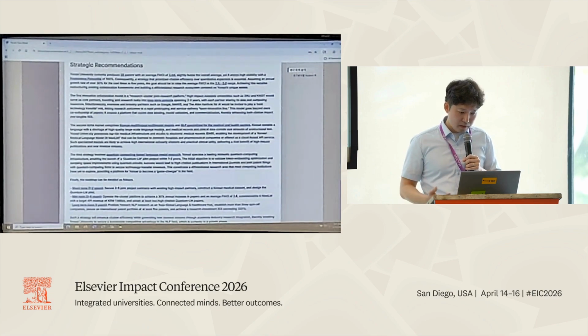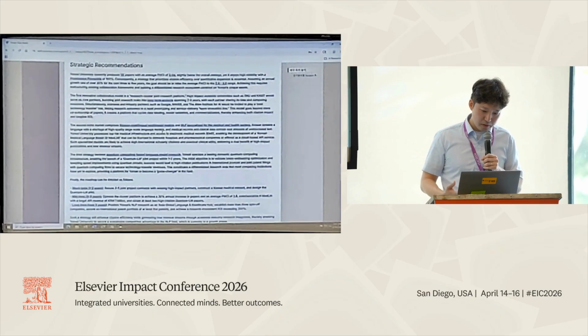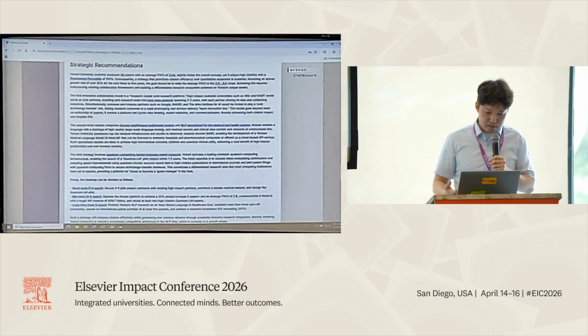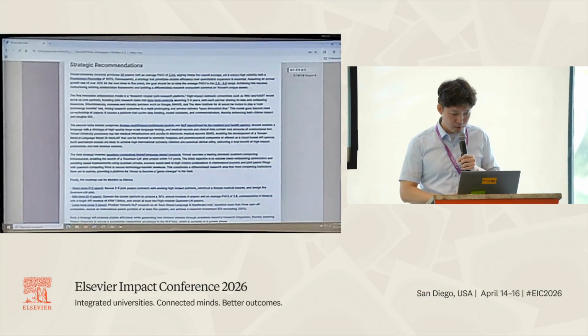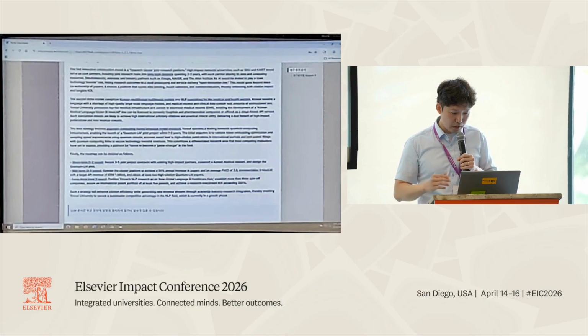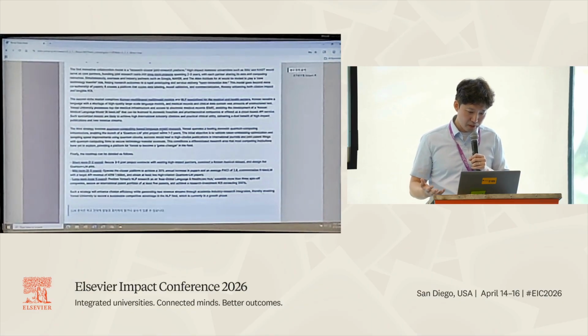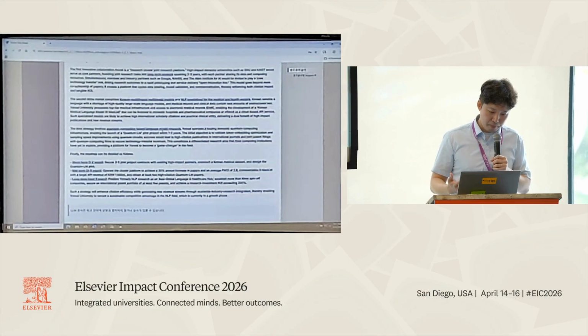And simultaneously, overseas and industry partners such as Google, Naver, and the Allen Institute would be invited to play a core technology transfer role, linking research outcomes to a rapid prototyping and service delivery open innovation line.